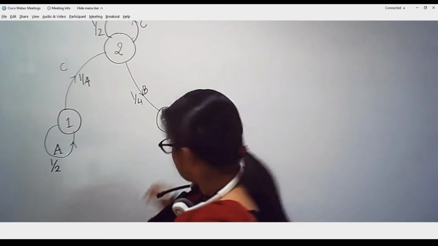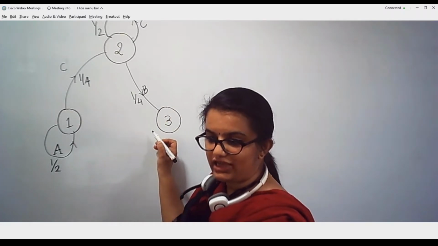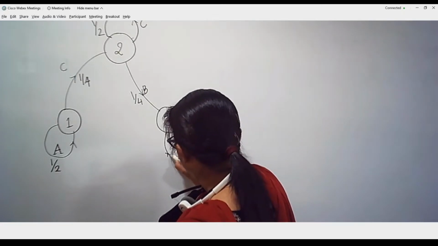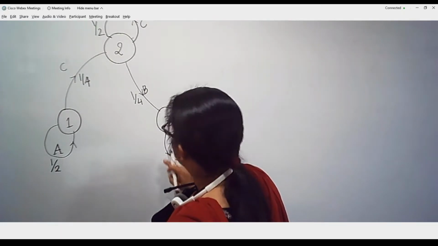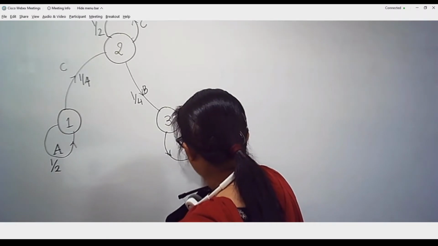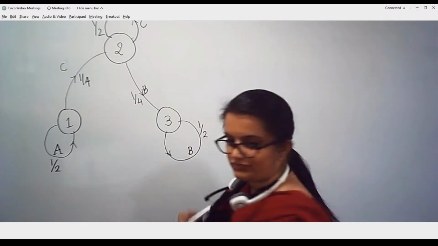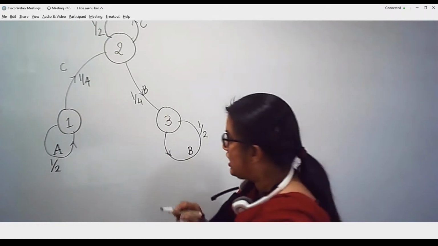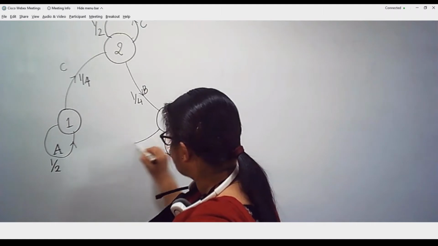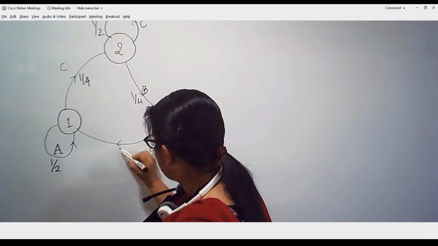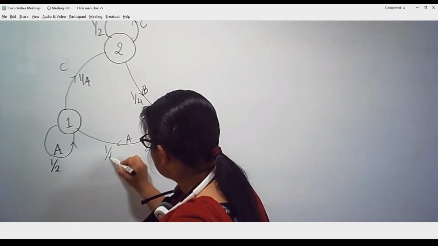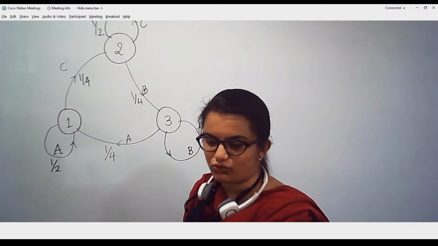Then from state 3, I can move from state 3 and end up in state 3, generating an alphabet called B with a probability half. Then from state 3 to 1, I can move like this, and this generates alphabet A with the probability 1/4.